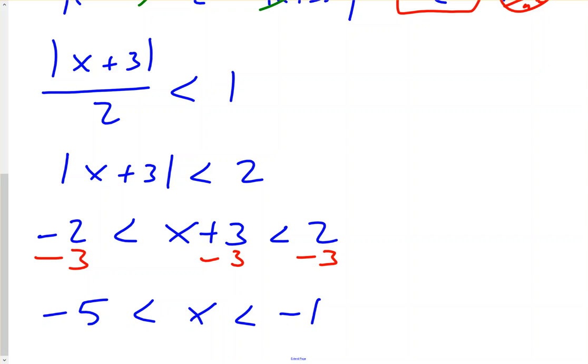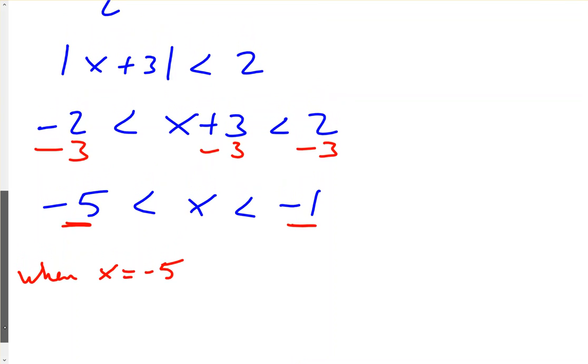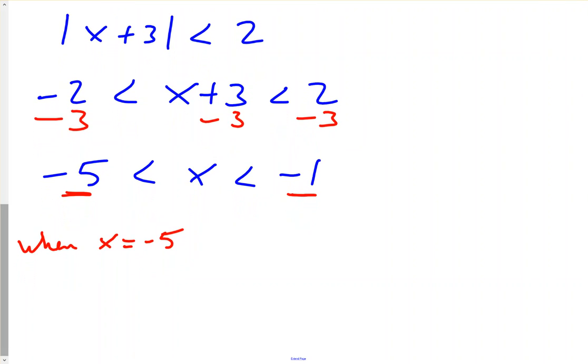And for the interval of convergence, now we have to test what happens when x is both of these numbers. So for the first case, when x equals negative 5, let's go back into our original series.